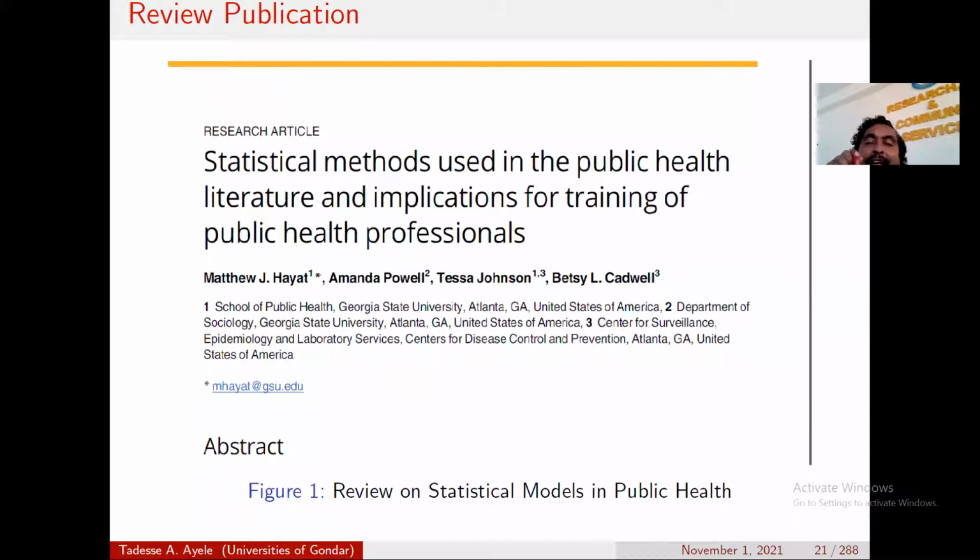This slide, I included this slide for you to choose which model is appropriate for you. I was reviewing the literature: statistical methods used in public health literature and implications for training of public health professionals. So what are the most commonly used statistical models in health fields among health professionals?